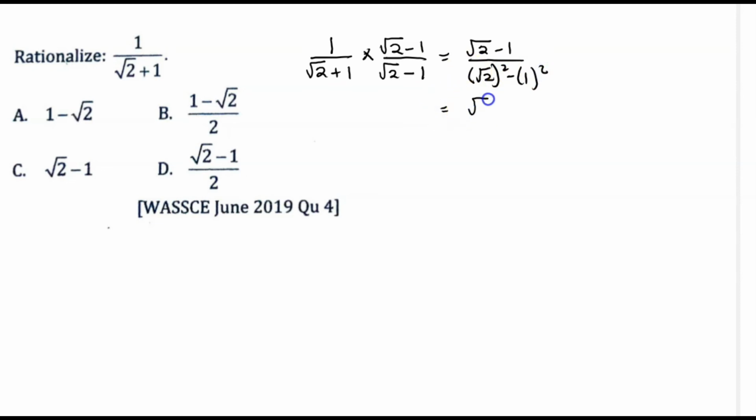And therefore we have root of 2 minus 1 repeating itself because you cannot add or subtract. Divided by, simplifying the denominator, we'll get 2 minus 1, giving us root 2 minus 1 all over 1, which is the same as root 2 minus 1. And that is possible answer C.